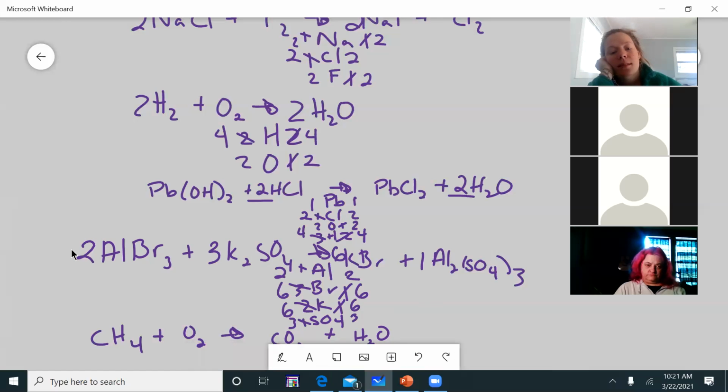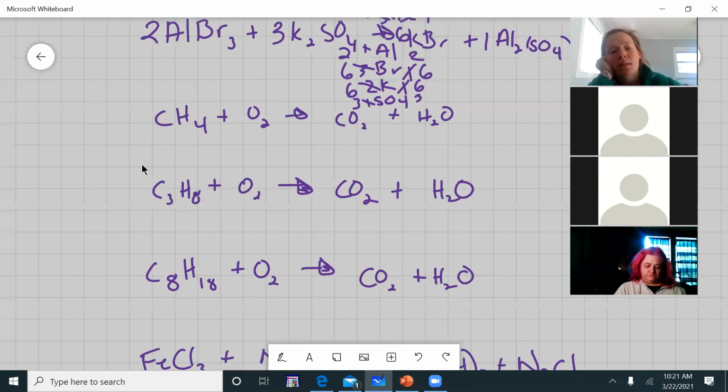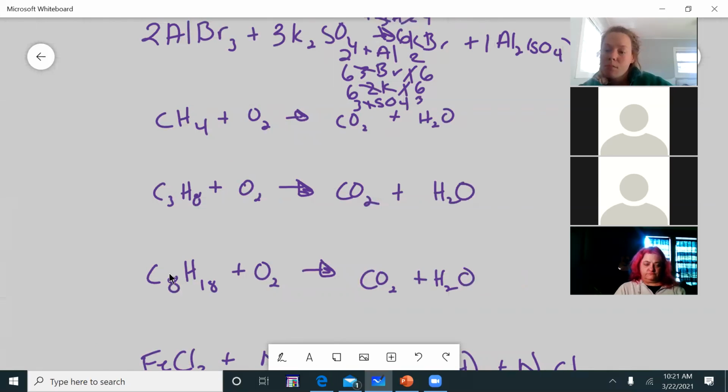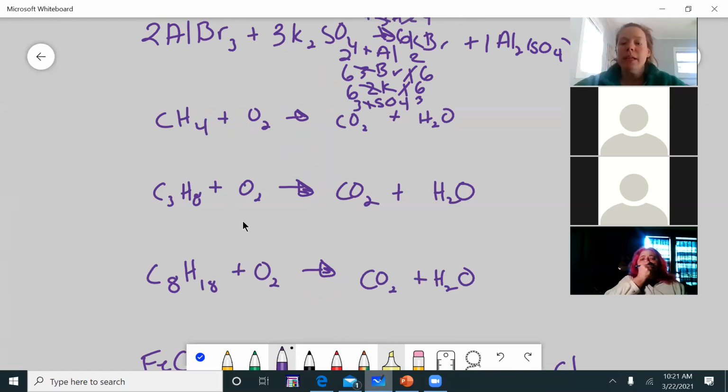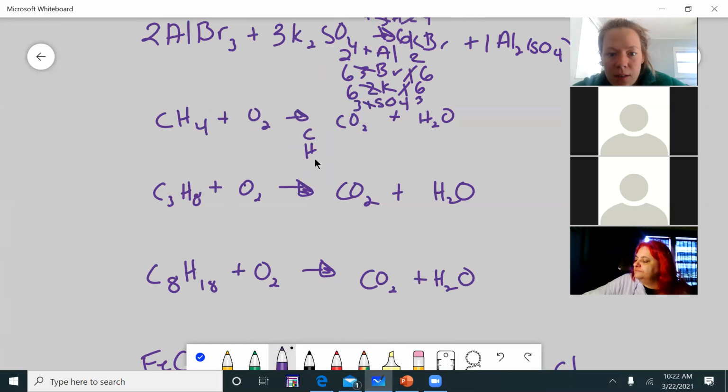This next set of 3, these are all combustion reactions. You can see there's some sort of hydrocarbon. They're combining with oxygen, and you produce CO2 and H2O. That's what it is. So when you're doing these, always balance carbons first, then balance hydrogens, then deal with oxygen. Okay, so carbon, hydrogen, oxygen.